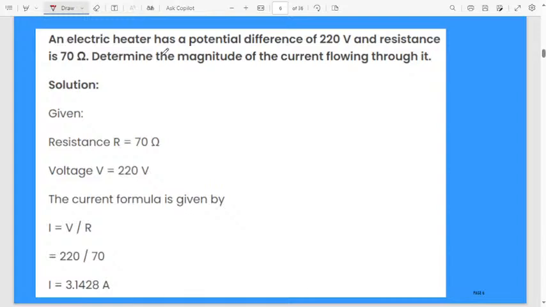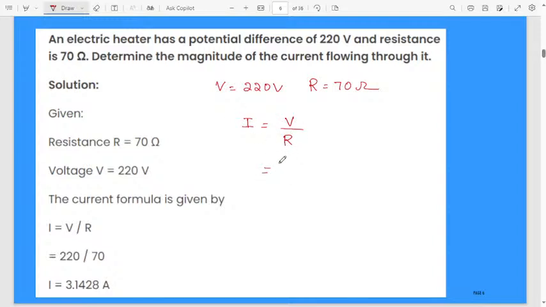An electric heater has a potential difference of 220 volt. Here potential difference V is given, that is 220 volt. Then resistance is given, 70 ohm. Determine the magnitude of current flowing through it. You have to find the magnitude of current flowing through it. I will be V divided by R.